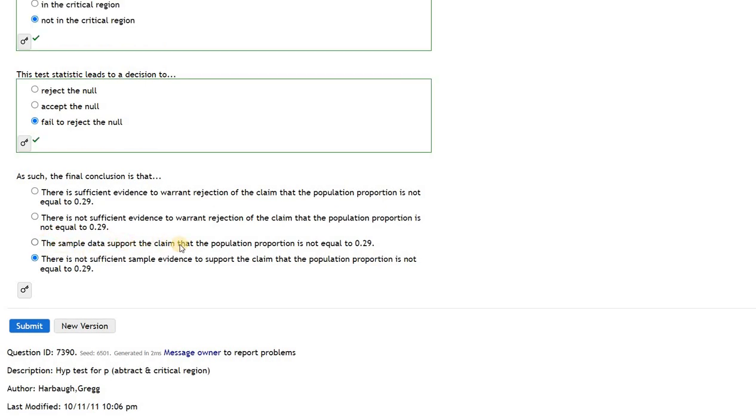The sample data supports the claim that the proportion is not equal to... We don't have evidence, so the sample data does not support. There isn't sufficient evidence to support the claim that the population proportion is not equal to 0.29. That's exactly what we need to click. We don't have sufficient evidence to support the claim, and then we state the claim, so that is the correct answer.